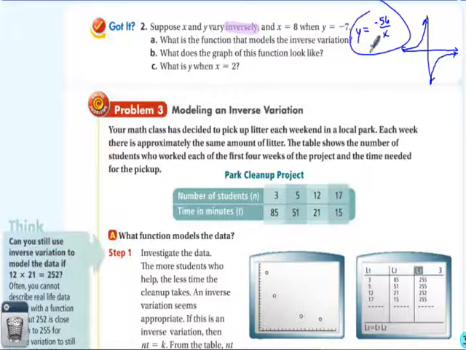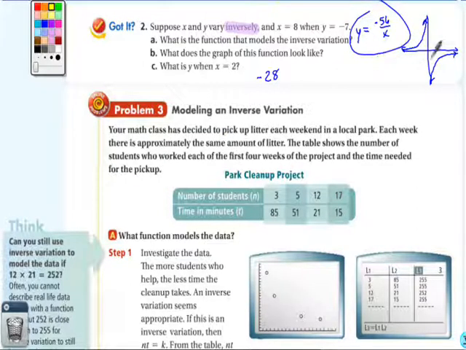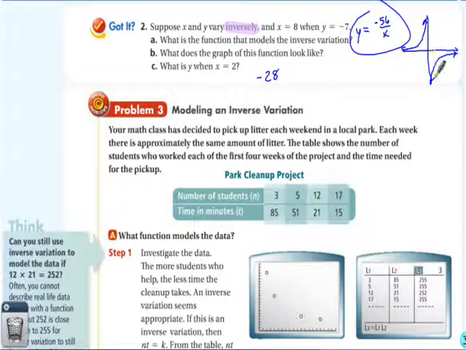You guys could try it. Go ahead and put this in your calculator, see if you get that same image. And then what does the graph of this function look like? Oh, sorry, that was B. What is y when x is 2? Y is negative 28. Okay? The graph is nice there because it gives you some idea. Obviously when x is 2, that's here, so y is all the way down here, so I have some idea of what it should look like.